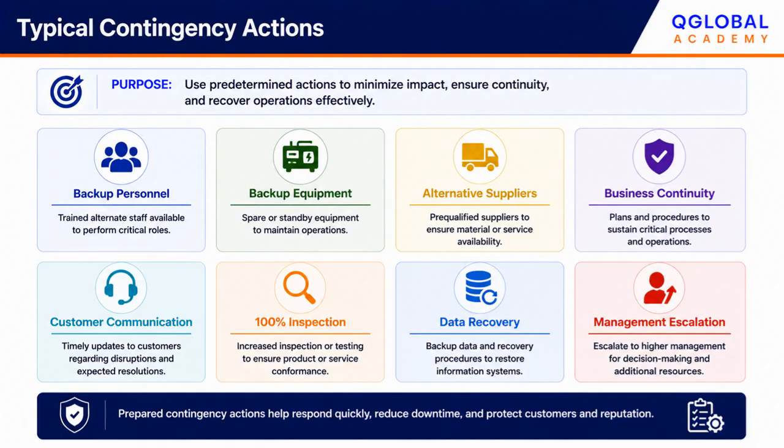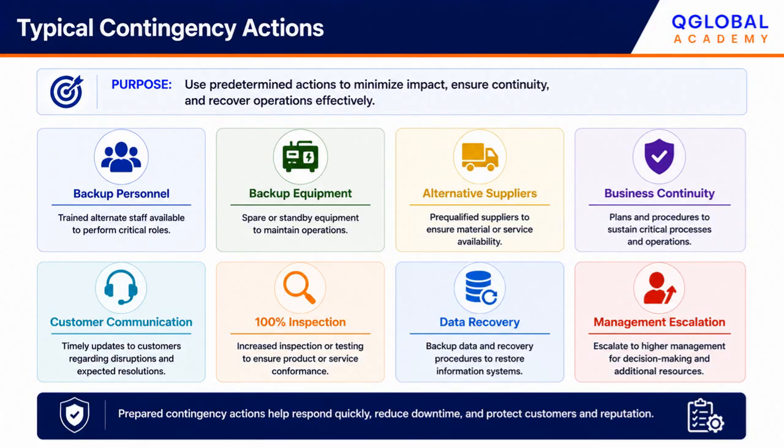The third action is alternative suppliers. Having qualified backup suppliers reduces the risk of material shortages and supply interruptions. The fourth action is business continuity plans. These plans define how essential operations will continue during major disruptions.